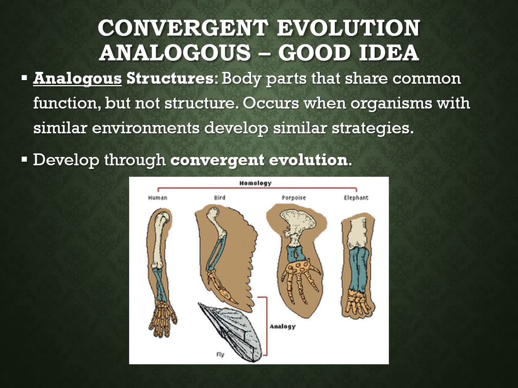Okay, so then analogous structures relate to convergent evolution. And these are kind of the opposite of homologous structures. So analogous structures are body parts that share a common function but not a common structure. So they don't come from a common ancestor.